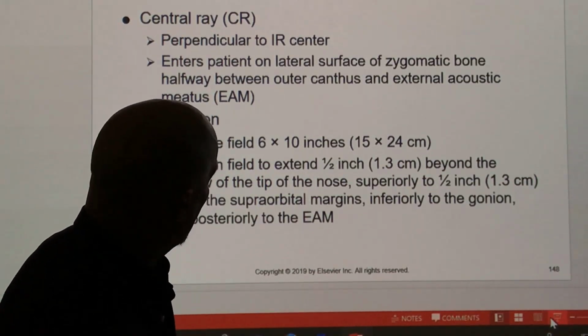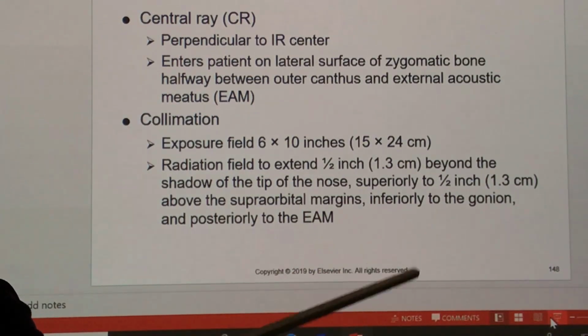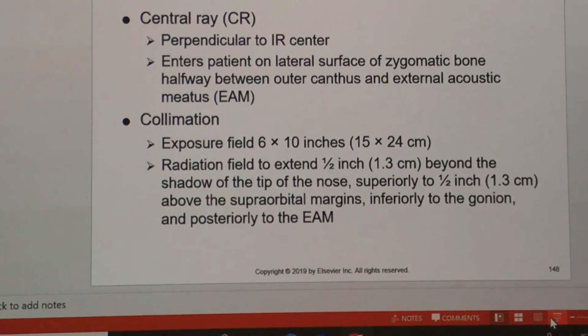All right, so it's going to extend 1 inch or 1/2 of an inch in front of, beyond the tip of the nose. And you don't have to include the vertex of the skull, just superiorly to 1/2 an inch above the supraorbital margins to make sure that you get that frontonasal suture.